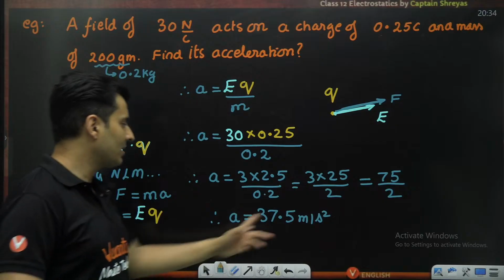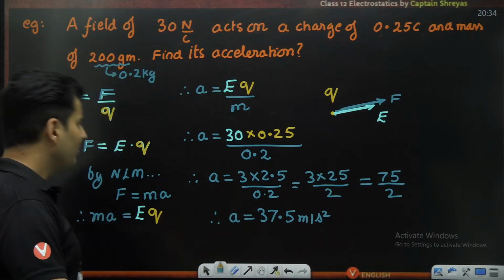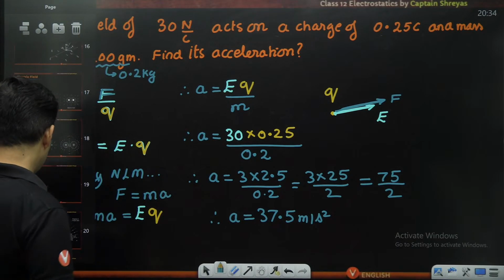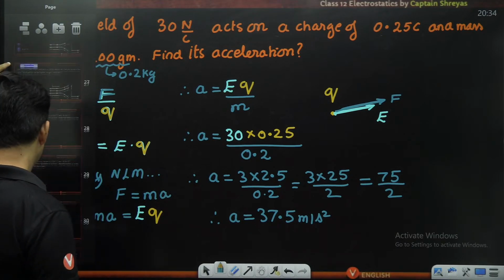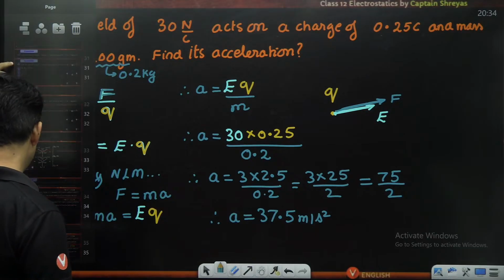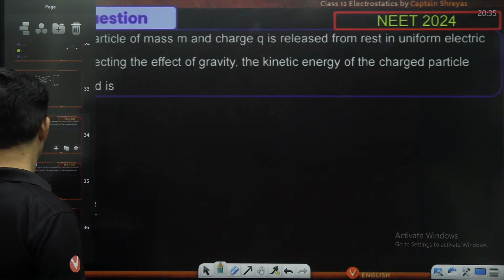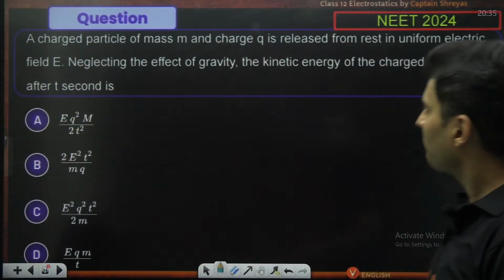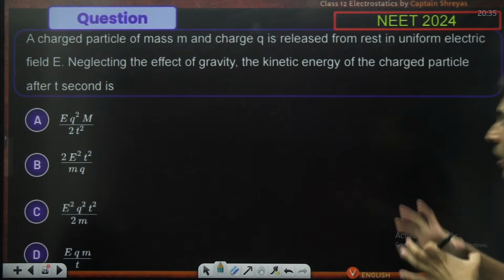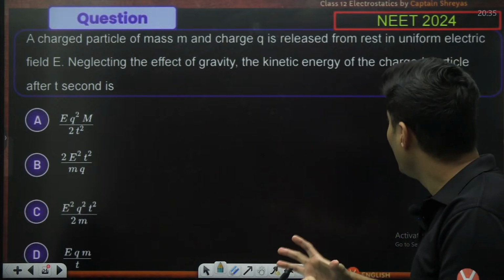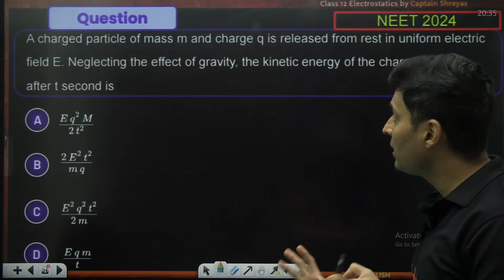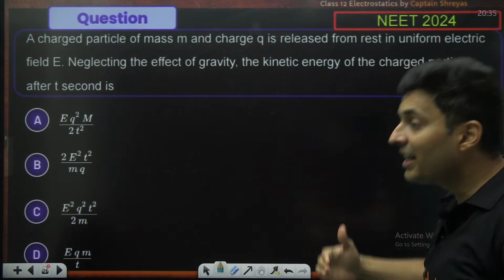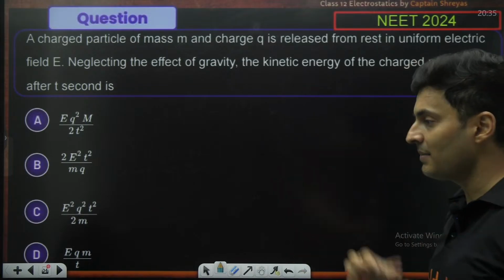Okay. So the acceleration comes out to be 37.5 meters per second square. This is how you can solve these questions. I think I have kept a question somewhere on finding the acceleration, maybe. Yes, this was asked in NEET 2024. Check this out. A charged particle of mass m and charge q is released in a field E. Neglect the gravity. How much kinetic energy will it have after t time?